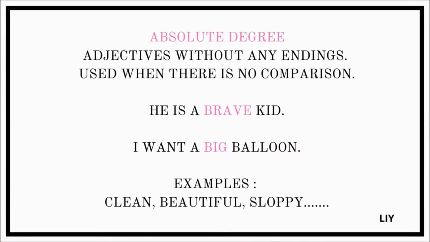If I say, her room is clean, here I am referring to the room, which is the noun, and describing her room as clean. So clean is the absolute adjective. In this sentence, I am just stating a fact that her room is clean. I am not comparing the girl's room to anybody else's room. So here, since there is no comparison used, we say that the adjective clean is in the absolute form. Similarly, he is a brave kid. Again, we are not comparing this kid to any other kid. And brave is the adjective in the absolute form.